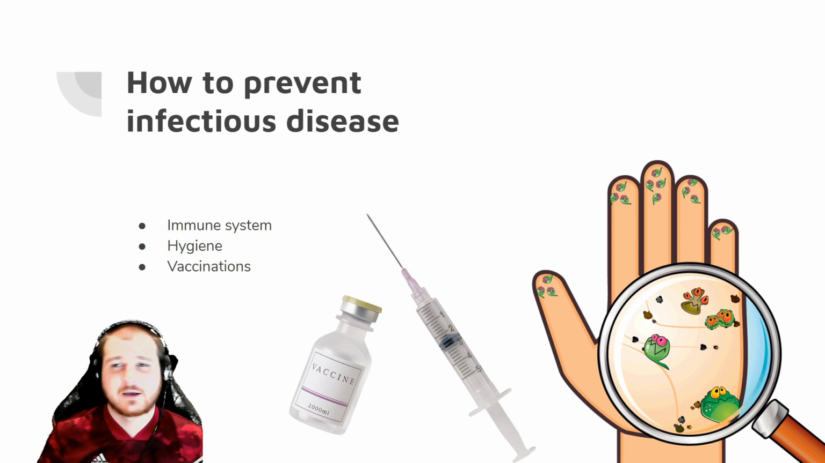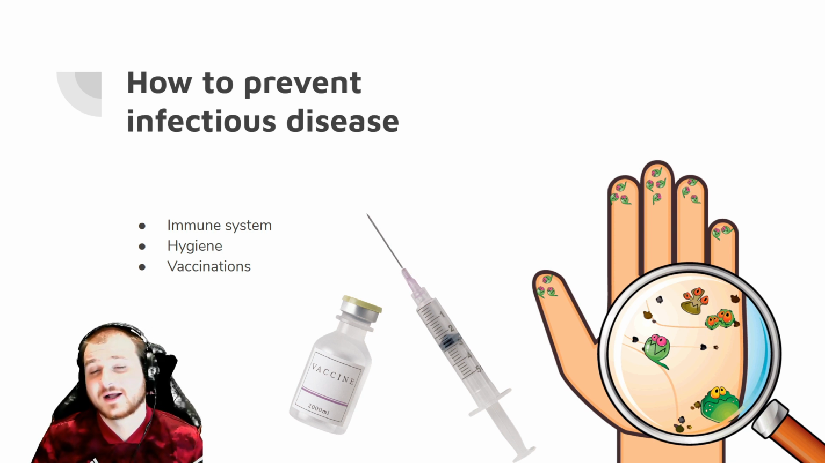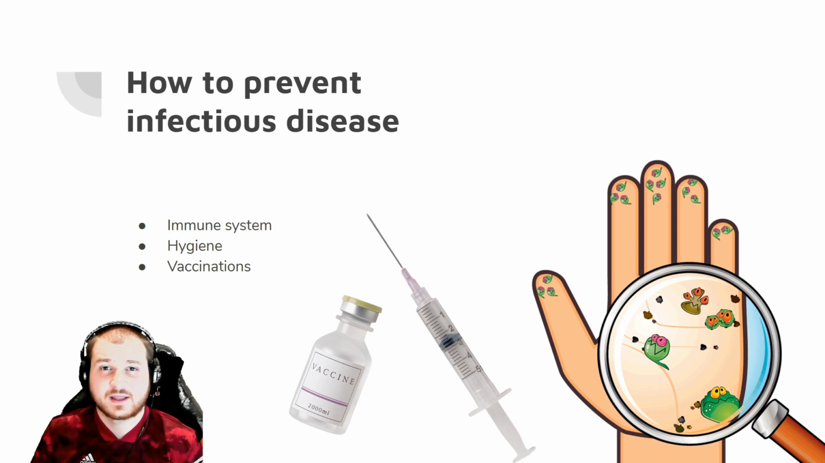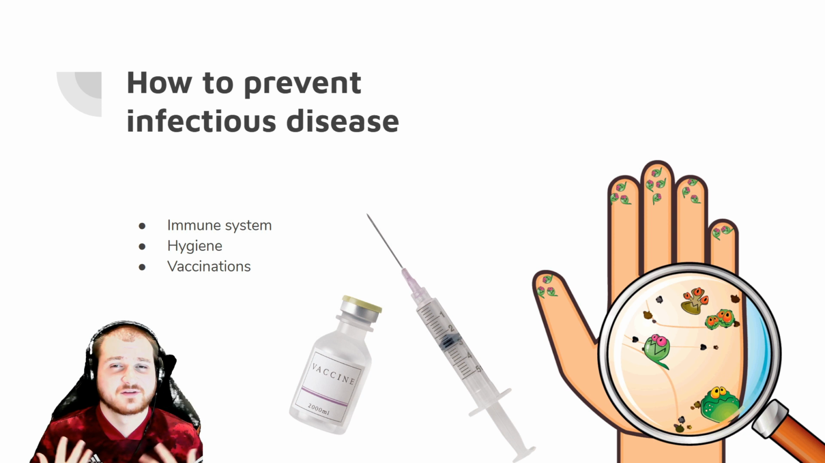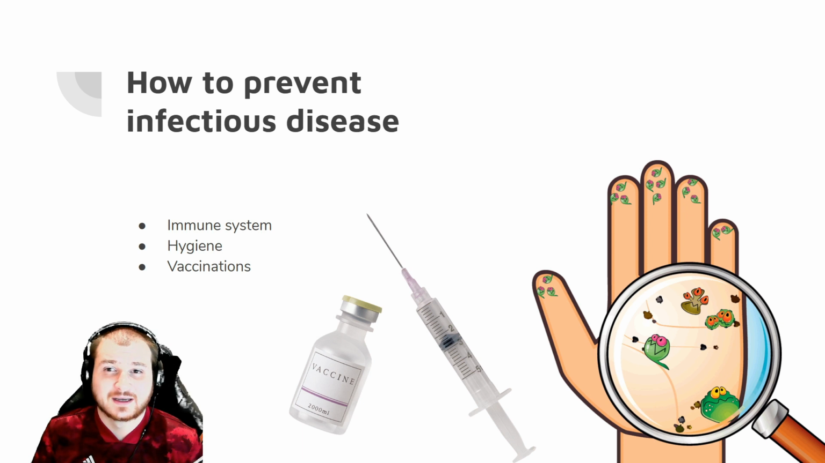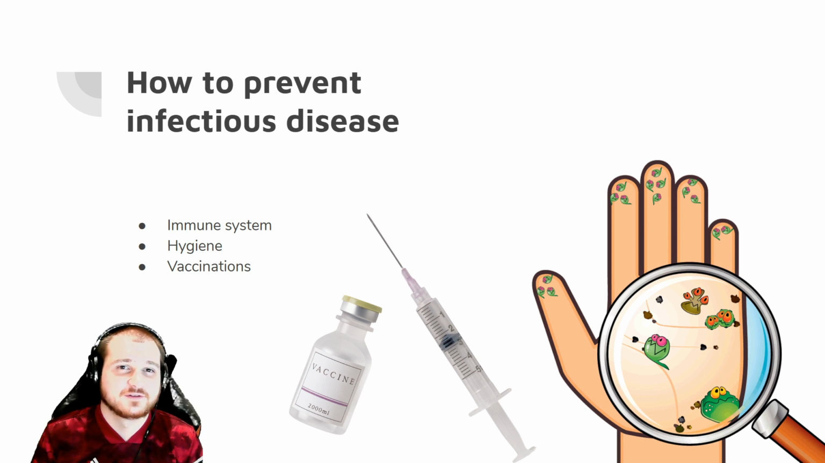So, how are these bacteria and viruses, how are these diseases prevented? Our body has an amazing, wonderful thing called the immune system, and it's designed with T cells and lymphocytes to help fight off bacteria and viruses that enter our body. But it's not just our inner workings that help keep us safe from these infectious diseases. Hygiene is also a very important means of fighting these infectious diseases.